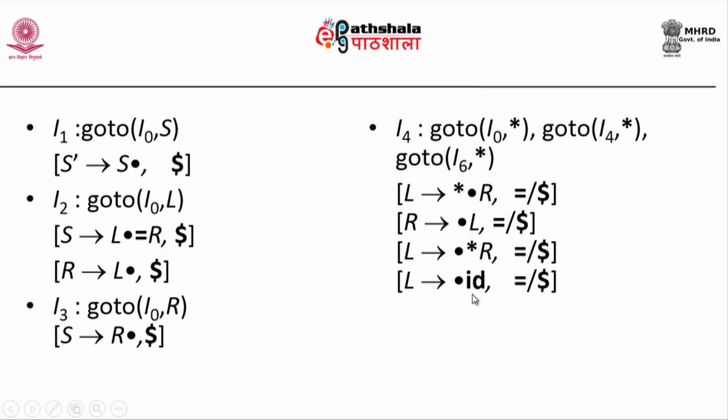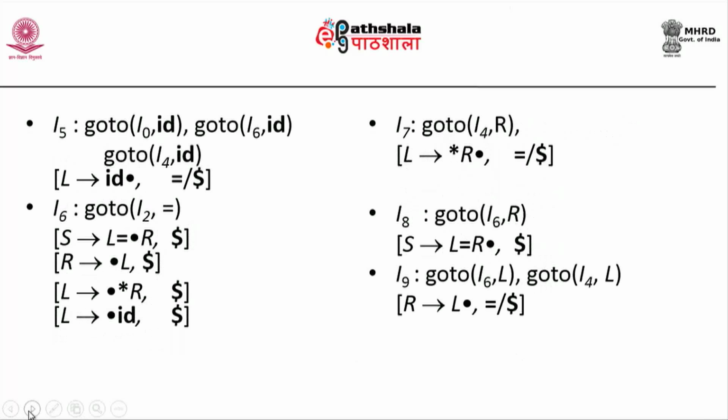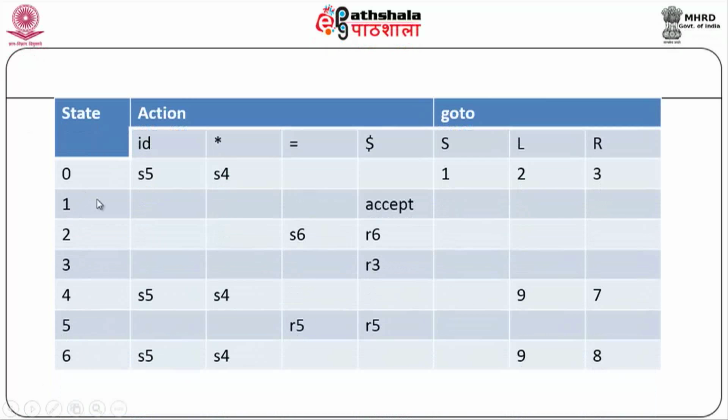I don't care with respect to the shift action, because this is not involved in the reduce action at all. So what has happened here is that at I4, I don't have a problem at all. I can simply show that as S5 comma S4.